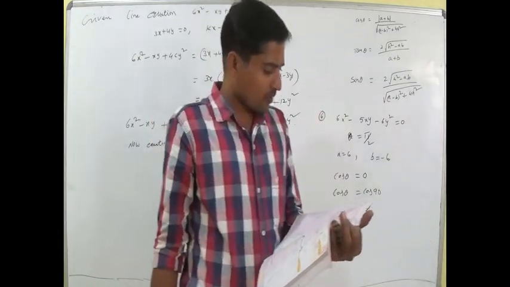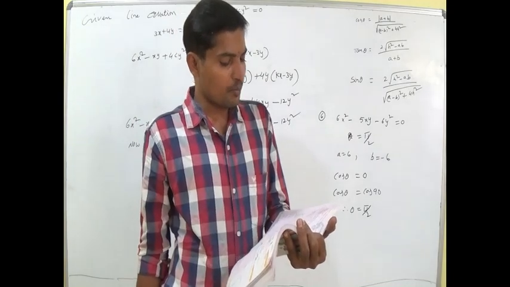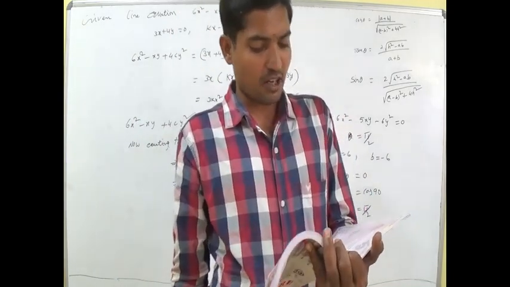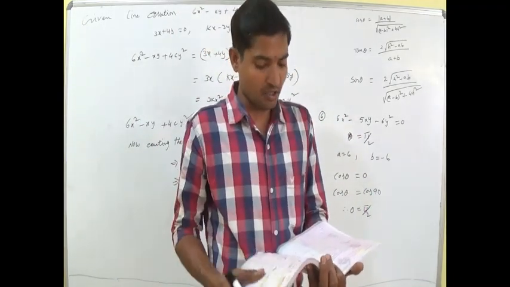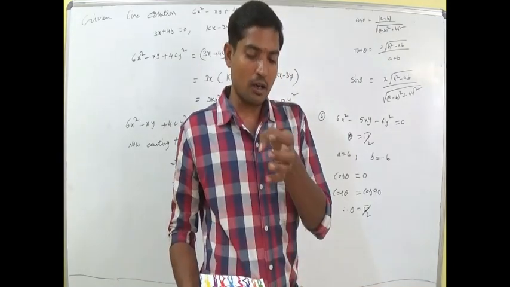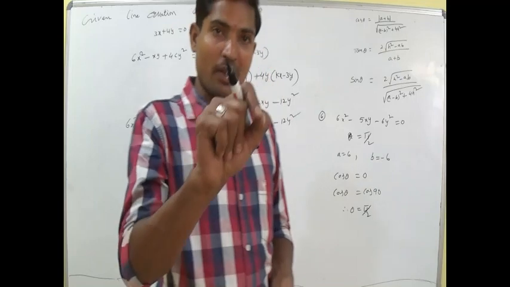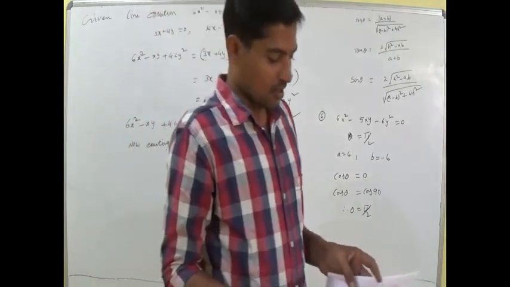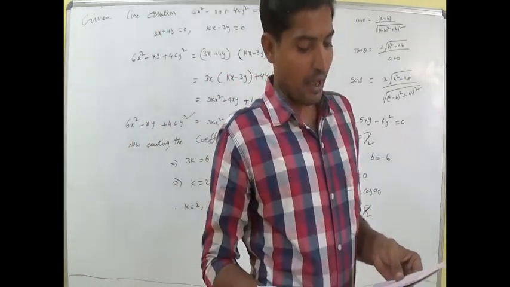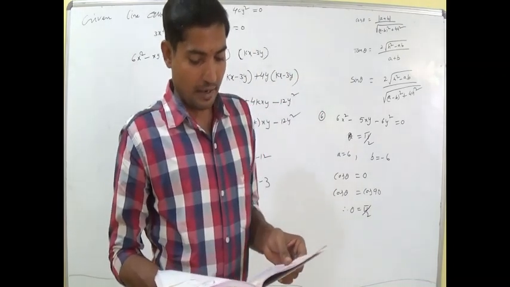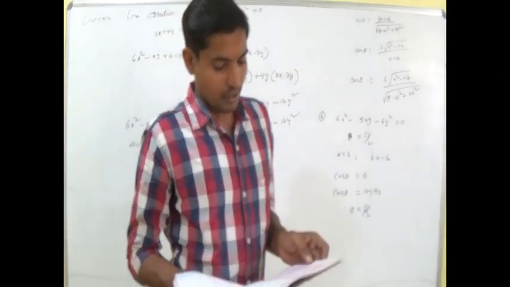Next, theta is the angle between the lines represented by ax square plus 2hxy plus by square equal to 0. Then cos theta equals a plus b by square root of (a minus b) whole square plus 4h square. That is the formula. Then find the angle between the represented lines. Then cos theta, you can solve.